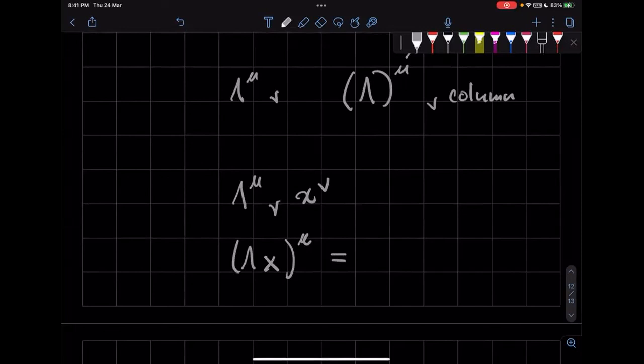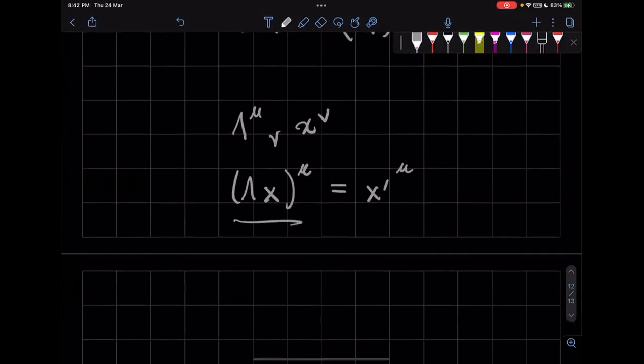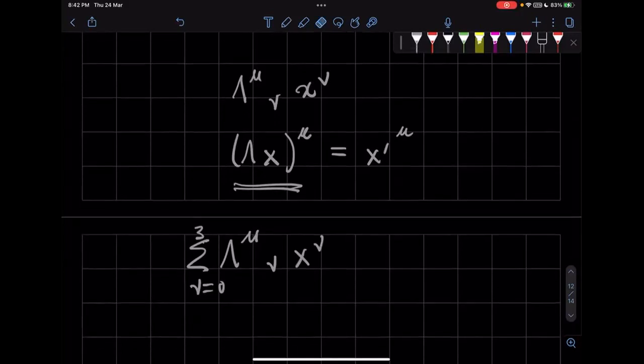So this is x prime's mu-th element. If I were to expand this, this would be a 4x4 matrix acting on a column vector. How would I write it? There's a sum over nu. So nu goes from 0 to 3, 0 being the time coordinate, and x of nu. So this is what the left-hand side is, and the result is the mu index. So this is just matrix multiplication, right?